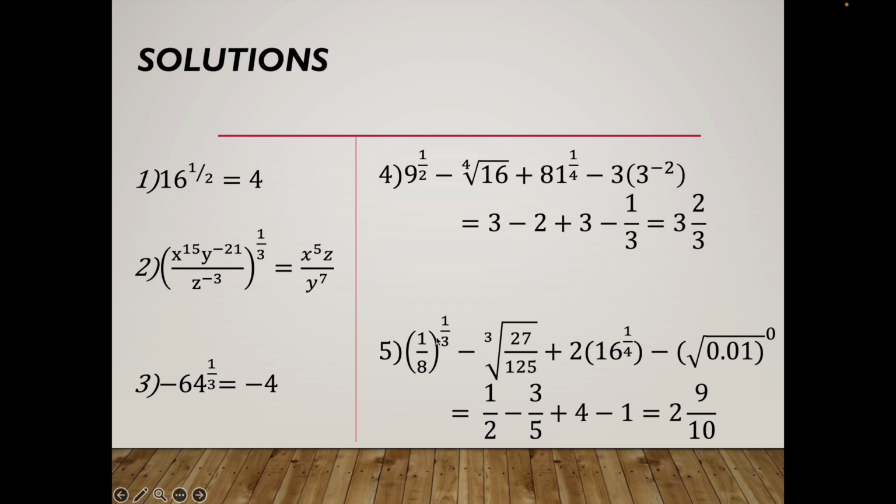For the last one, again, term by term, you are going to cube root the 8 on the bottom, and then you'd get 1 over 2. Minus, you're going to cube root your 27 and your 125 to get -3 over 5. In this case, this is the fourth root of 16 times 2. The fourth root of 16 is 2, and then you're going to multiply it by 2, which is 4. And then here, anything to the power of 0 is 1, so you're going to just do minus 1. If you add all of these together, you get the answer 2 and 9/10.